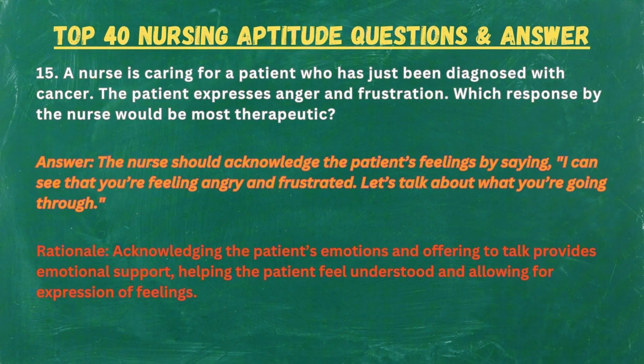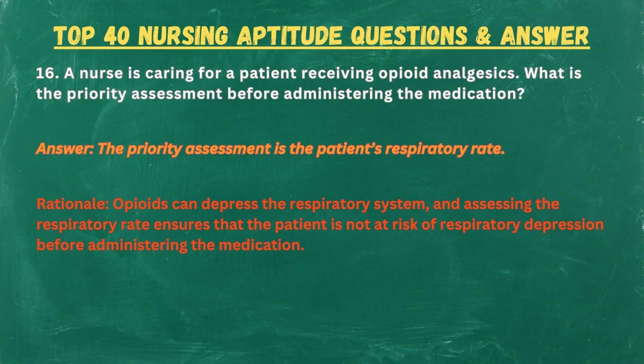15. A nurse is caring for a patient who has just been diagnosed with cancer. The patient expresses anger and frustration. Which response by the nurse would be most therapeutic? Answer. The nurse should acknowledge the patient's feelings by saying, "I can see that you're feeling angry and frustrated. Let's talk about what you're going through." Rationale. Acknowledging the patient's emotions and offering to talk provides emotional support, helping the patient feel understood and allowing for expression of feelings.